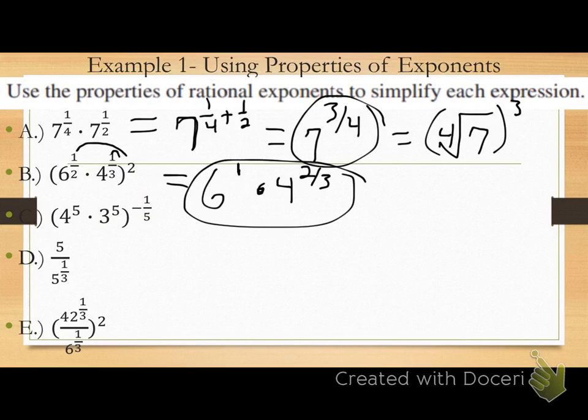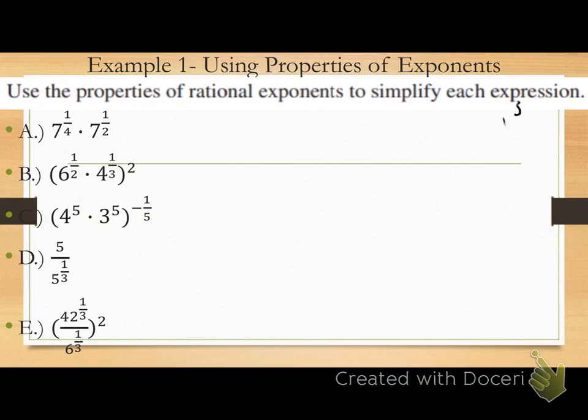Can I erase A and B to give myself some room for C? Is this making sense? How do I handle C? Multiply all my exponents inside the parentheses by the exponent on the outside. So what's 5 times negative 1/5? Negative 1.